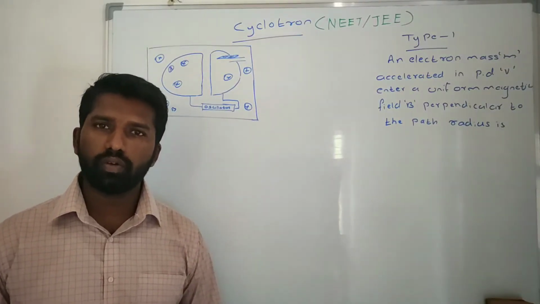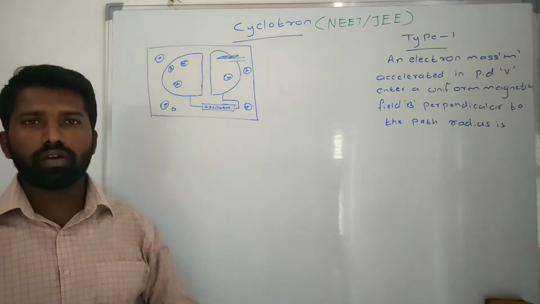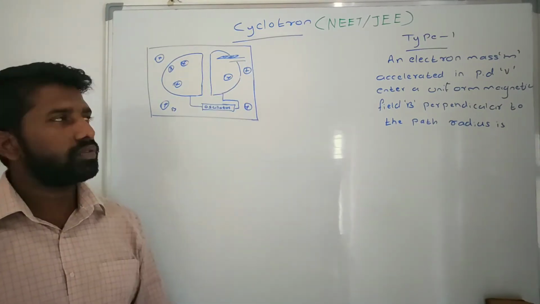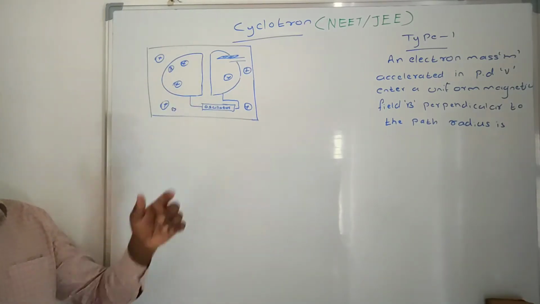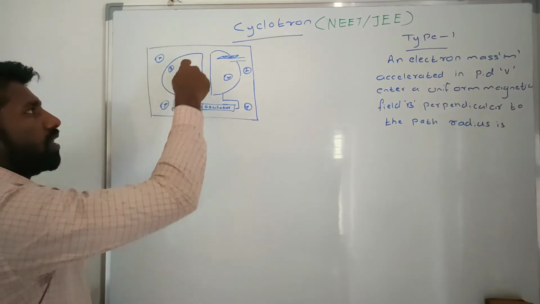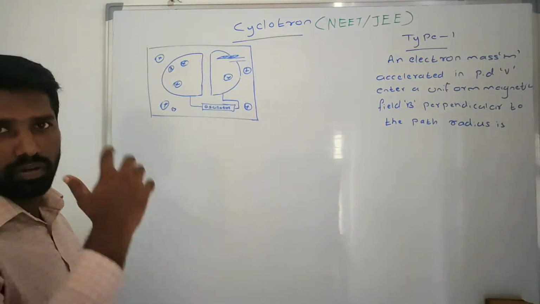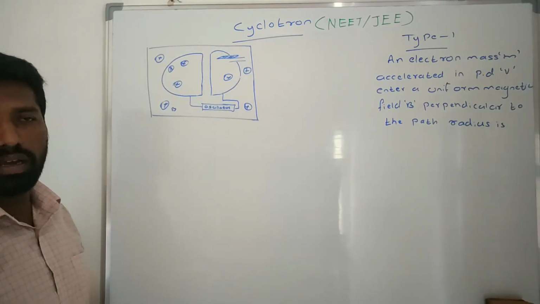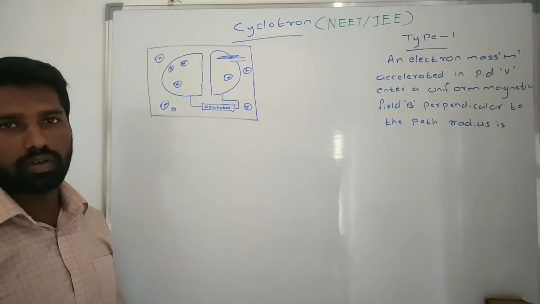In this video, I am going to discuss the cyclotron for NEET and JEE. What is a cyclotron? A cyclotron is a charge accelerator. What is the setup? It consists of two hollow metallic discs, through which the charged particle is revolved.